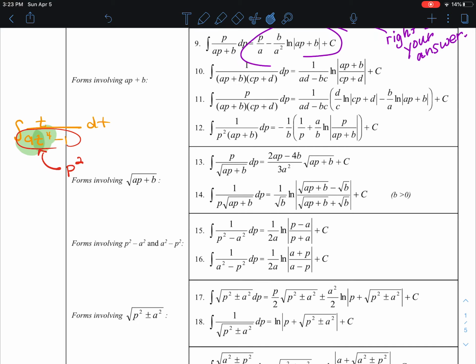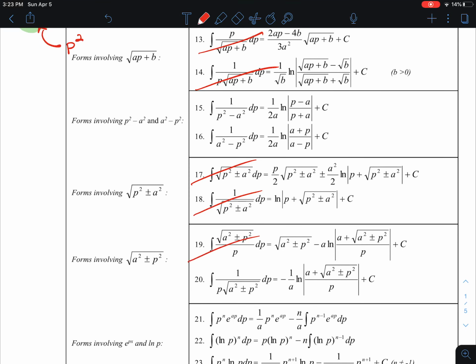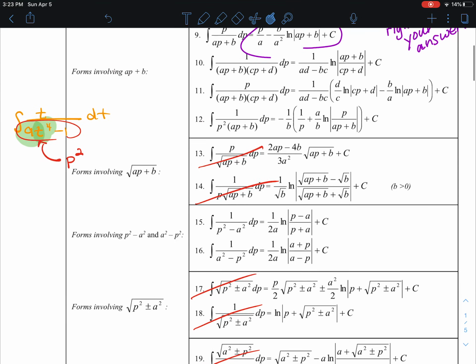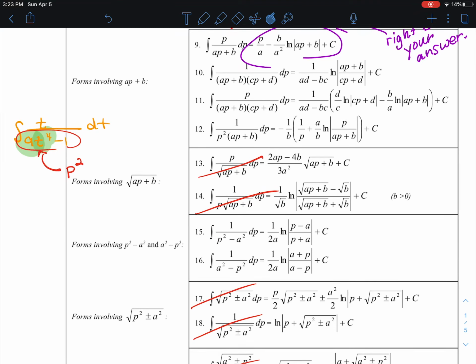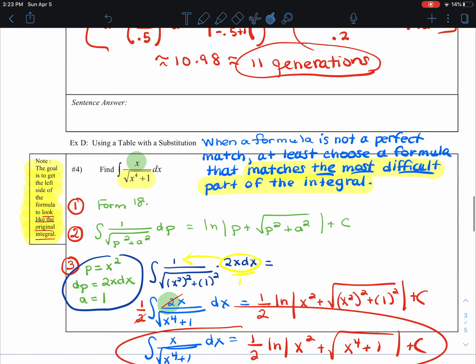I don't want square roots, we can get rid of those, so it's not going to be 13, 14, 17, 18, those aren't good. It looks like it's not going to be 19, 20, 21, or 22. So we've got it narrowed down there. I need a p squared in the denominator, so it's not going to be 9, 10, 11. Doesn't feel like 12 is a good fit. Now look at the order of 15 compared to 16. In 15 my variable comes first, minus a constant squared, as opposed to 16, where it's the other way. It feels like maybe 15 is a good fit for this. Let's try it and see how this turns out.